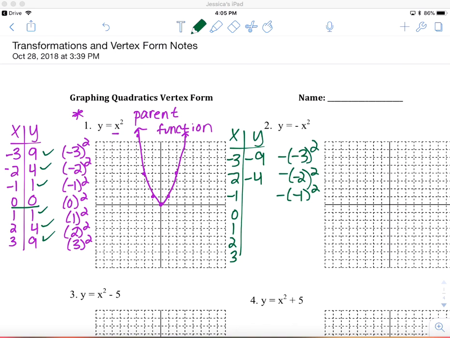Very similar with -1, I get -1. 0 is going to stay 0 because there's no such thing as -0. The opposite of 1 squared is -1. The opposite of 2 squared is -4. And the opposite of 3 squared is -9. So basically that negative in front has made all of my y values negative. Let's see what that looks like when we plot those points.